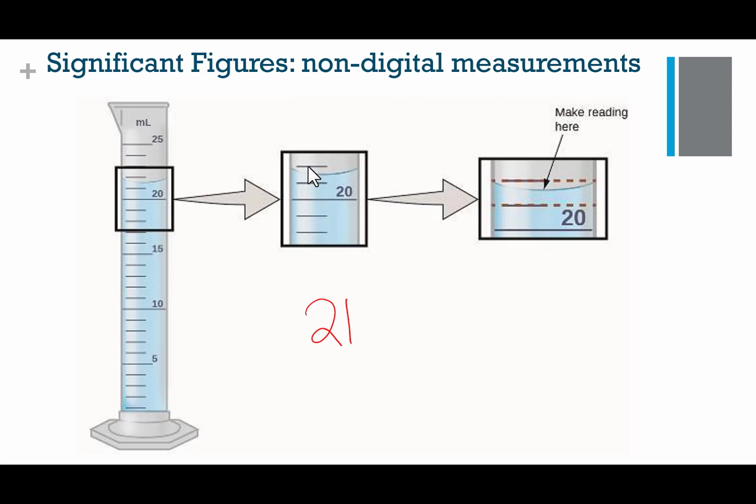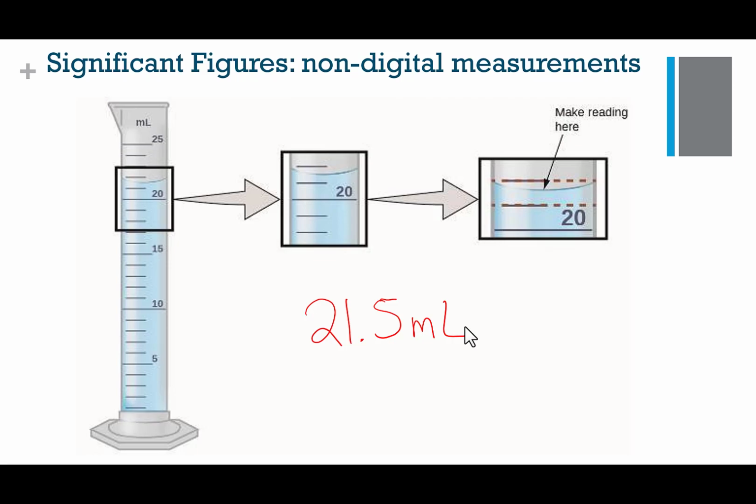Now, is there anything between the 1 and the 2 that tells me anything else about that? No, there's not. So here's where I would do the estimating. I'm going to estimate how far between these two lines that water is. So I look at this and I say, that's right about halfway between those two lines. So I'm going to call this 21.5 milliliters.